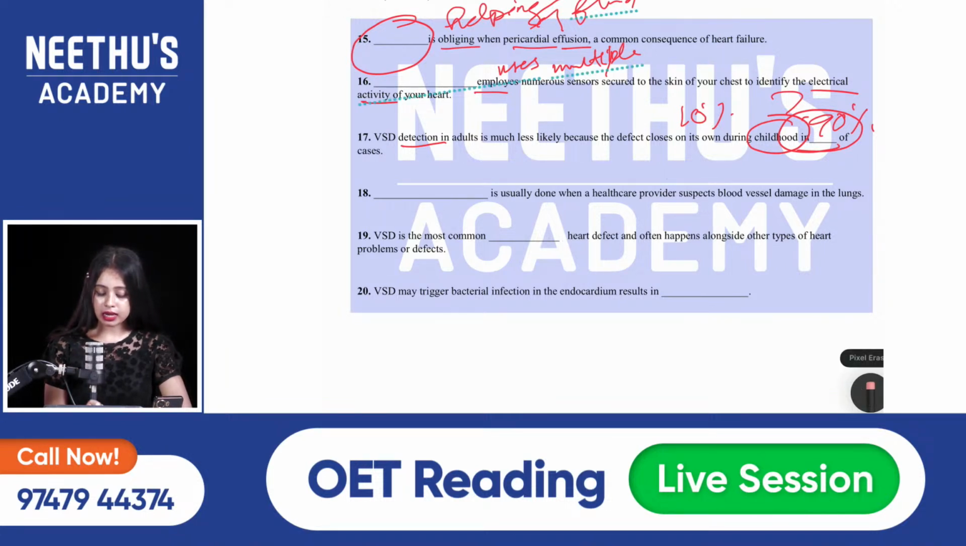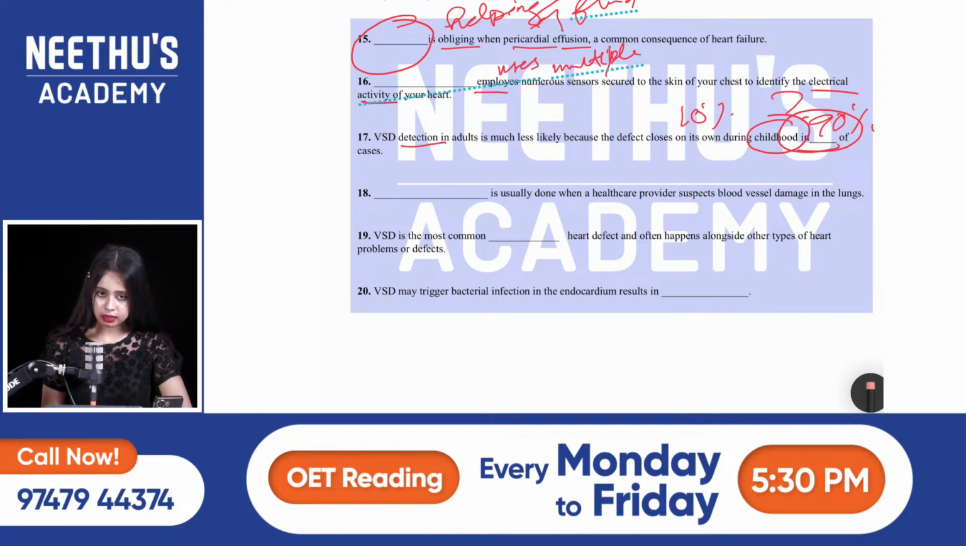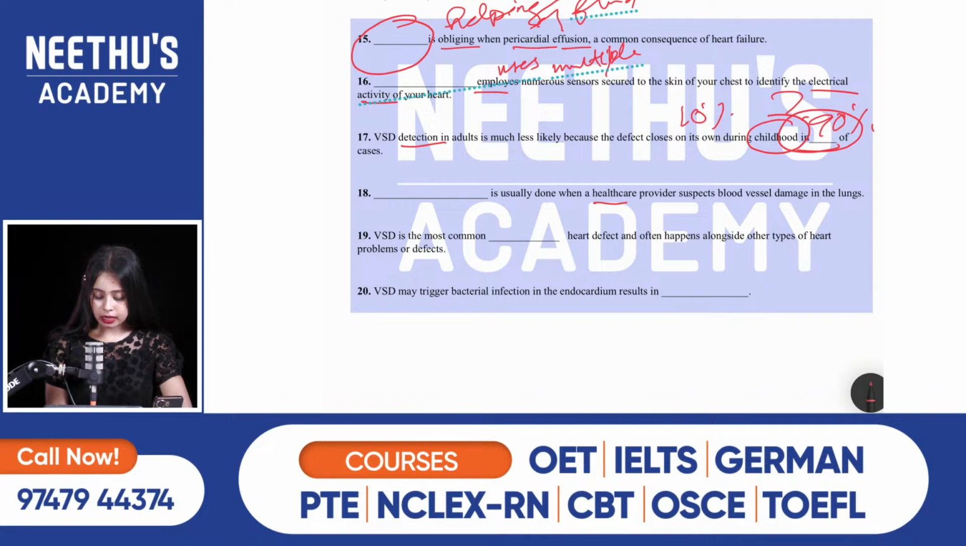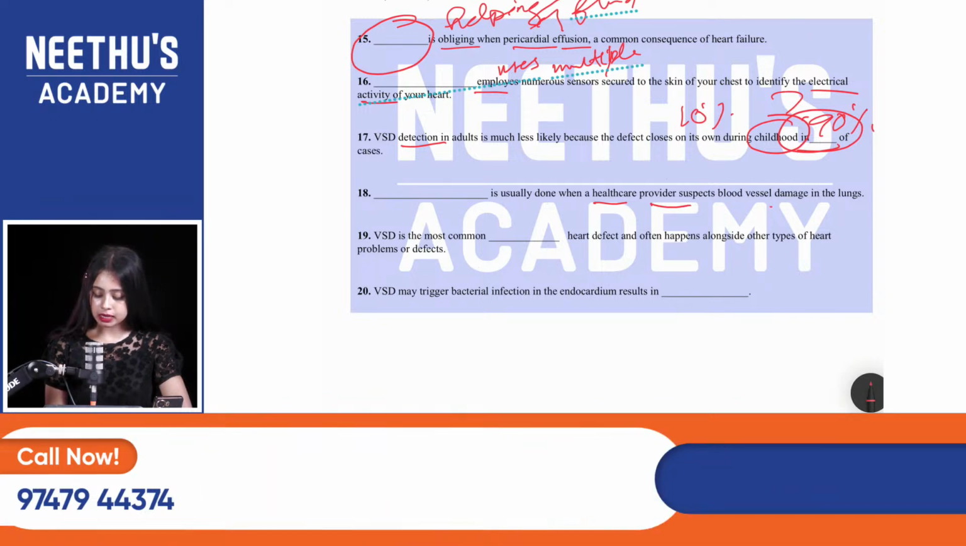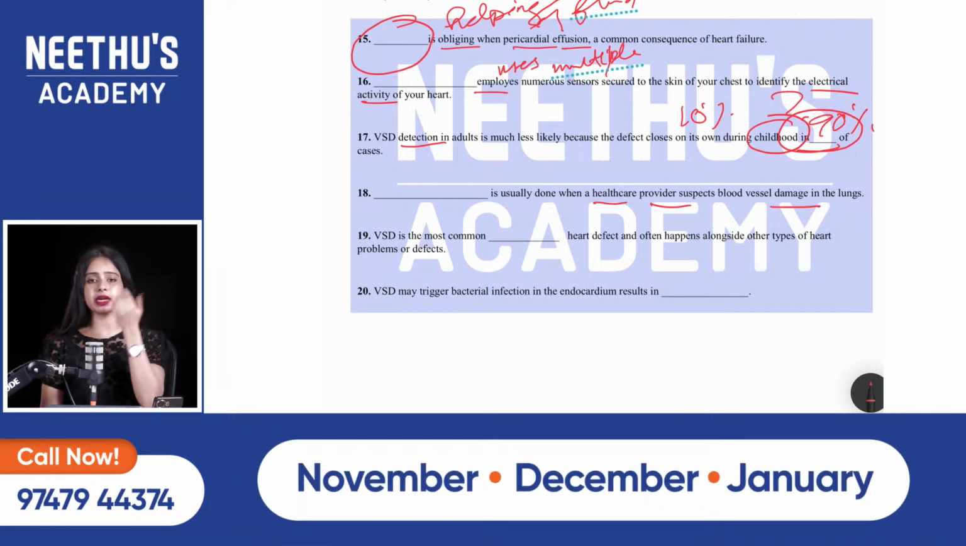18th one. Dash is usually done when a healthcare provider suspects blood vessel damage in the lungs. A very direct question. Healthcare provider, blood vessel damage. Yes. What about 18th one?